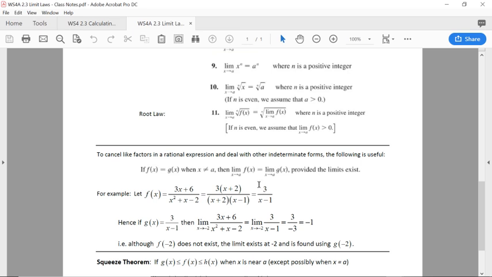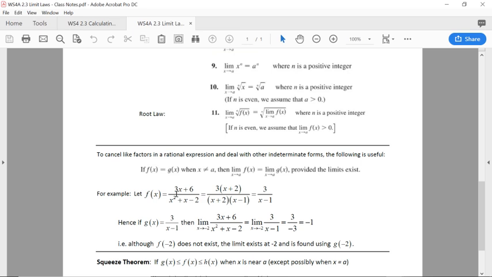This graph by itself doesn't have that removable discontinuity in it. Right? But the graph of f of x would look like 3 over x minus 1, except when x is negative 2. Now, when x is negative 2, what would we get from this function? We would get negative 1. Okay?